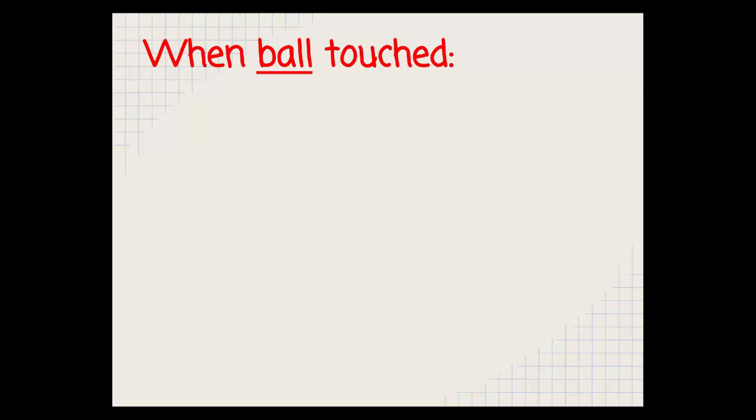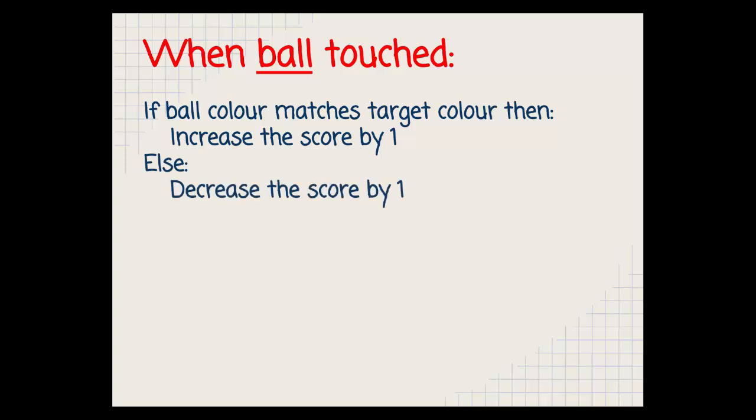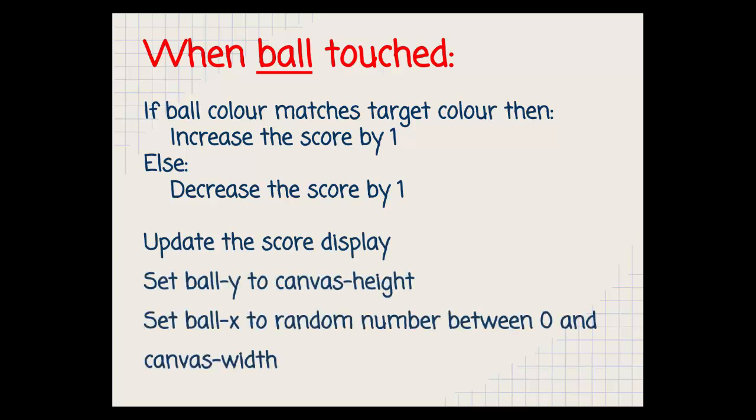The first thing we want to happen is that we want to check if the ball matches the target colour. If it does match the target colour, we're going to increase their score by 1. If it doesn't match their target colour, we're going to decrease their score by 1. Whatever changes we've made to the score, we're going to update the score display, and finally we then need to use the same two lines that we had before. We're going to reset the ball Y and X coordinates. Let's go and code this now.